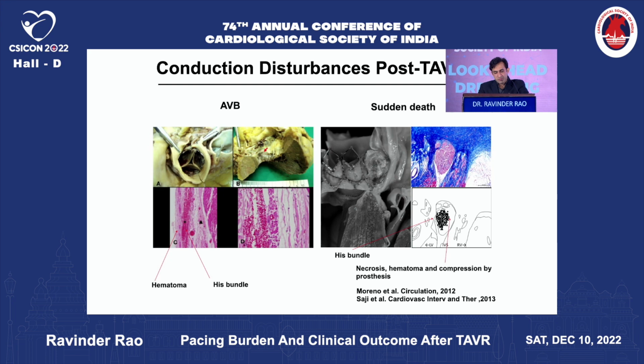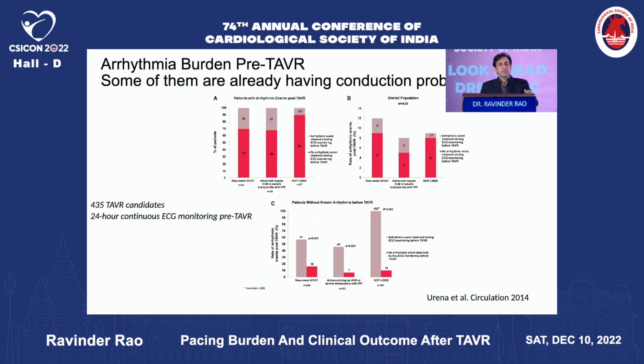This is an autopsy slide from a patient who had sudden cardiac death following an aortic valve replacement, and here you can see on autopsy there is necrosis, hematoma, and compression of the bundle of His by the prosthetic valve. So it is very important for us to understand the relationship of the conduction system fibers with the aortic valve.